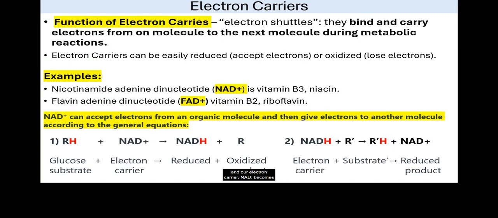And our electron carrier NAD returns to its original form, the oxidized form without hydrogen.